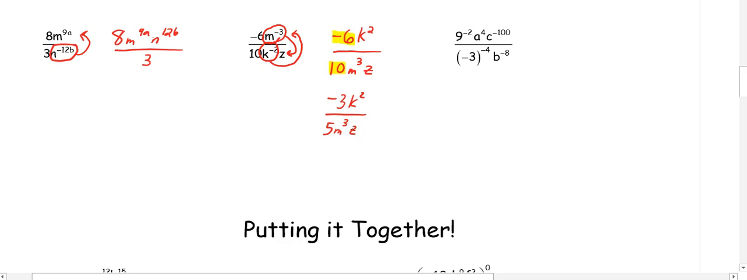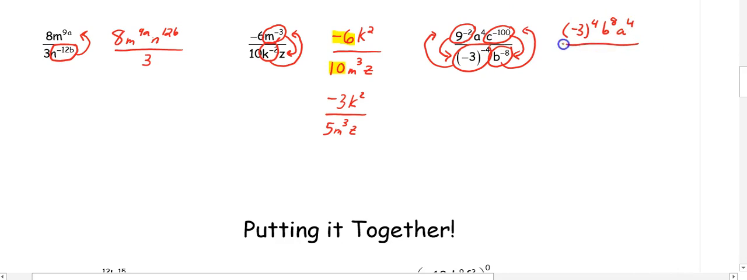In the next one, when we look, we have a negative exponent. N to the negative second needs to move to the denominator. C to the negative 100th needs to move to the denominator. And then parentheses, negative 3 to the 4th needs to move to the numerator, as does B to the negative 8th. So when I move my negative exponents around, I now have parentheses negative 3 to the 4th. I'm still going to leave that in parentheses. B to the 8th and A to the 4th, because that stayed in the numerator.